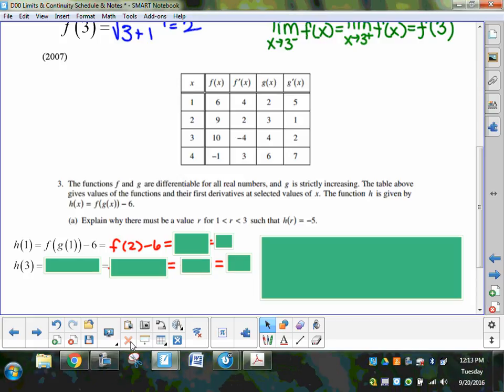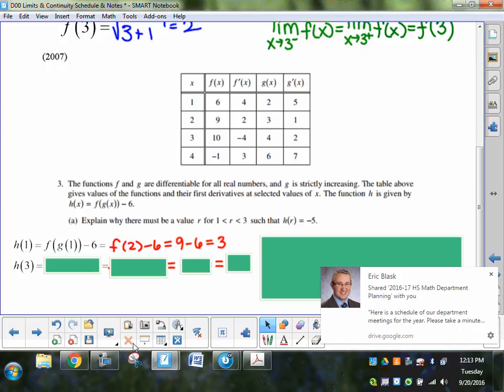Okay, and then what do you have to do to that value? Subtract 6. So what's h of 1's value going to be? We get out of 3. All right.